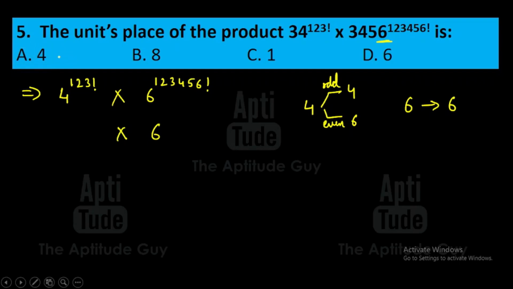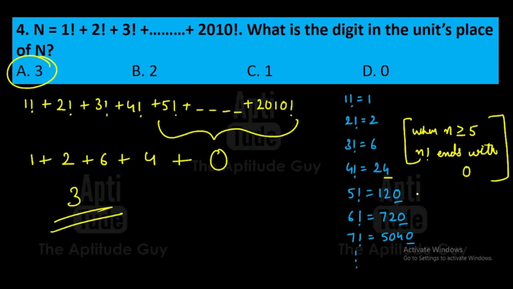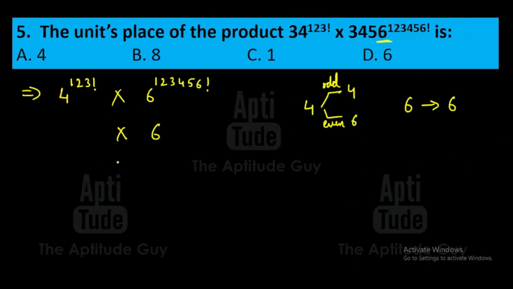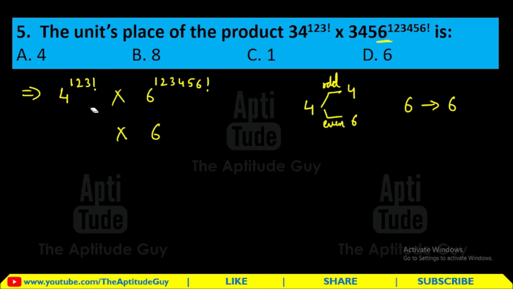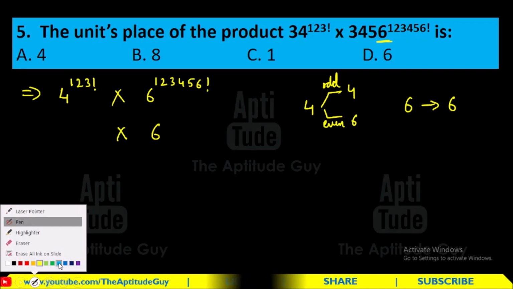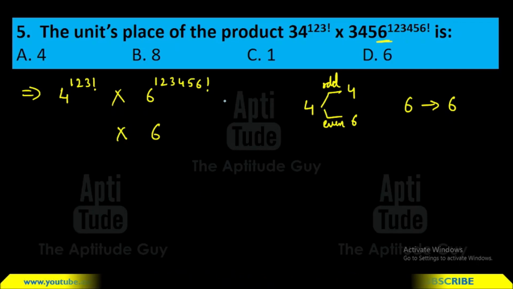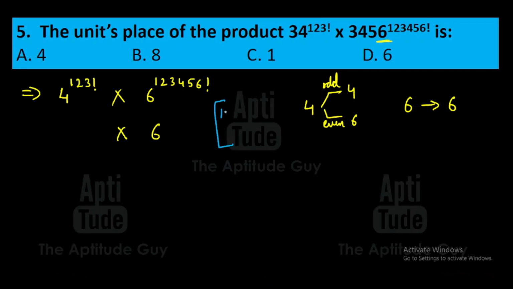In the previous question we learned something. What was that? We learned that after 5 factorial, every factorial ends with 0. So, if after 5 factorial, every factorial ends with 0, doesn't 123 factorial also end with 0? Of course it does. That means 123 factorial is an even number. Got it? I will write it down also just for your benefit. Remember it like this for later on.